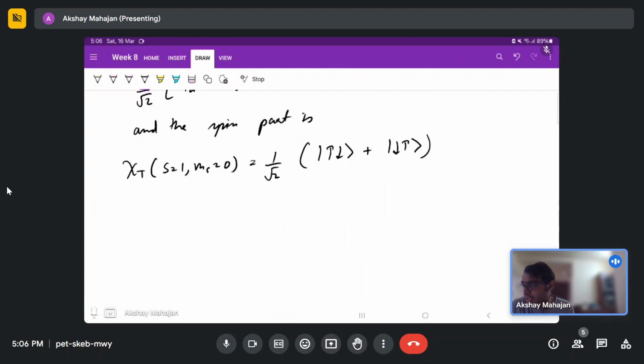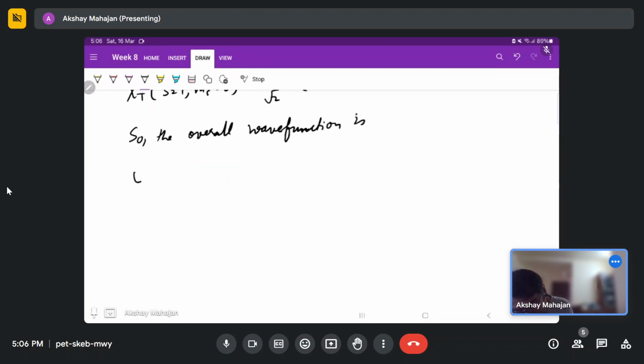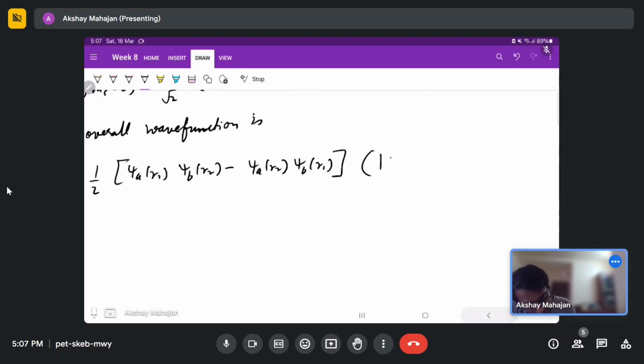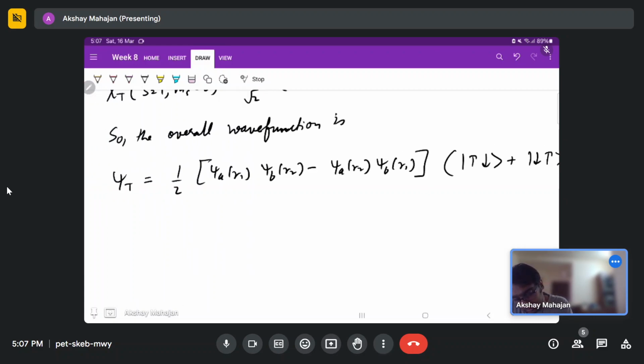So the overall wave function is 1 by 2 times psi A of r1 psi B of r2 minus psi A of r2 psi B of r1, times the spin up-down plus down-up. Alright, so this is our answer.